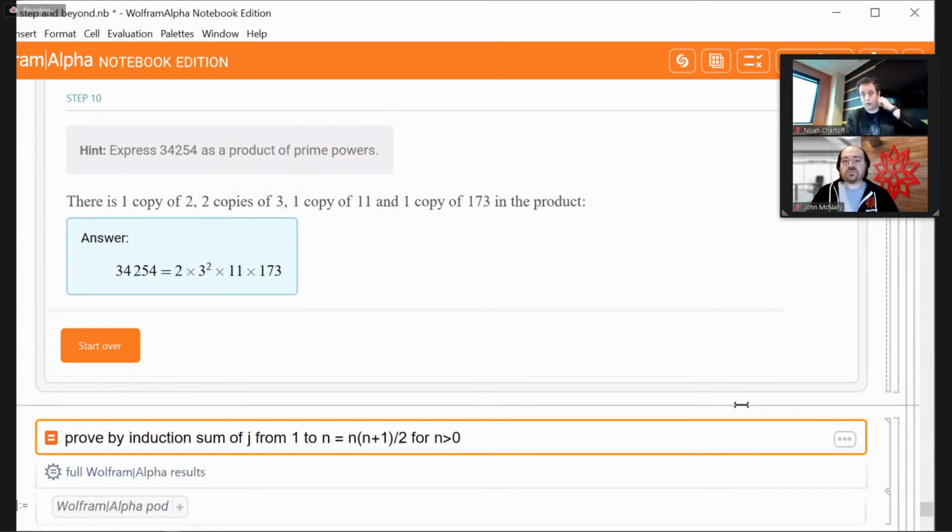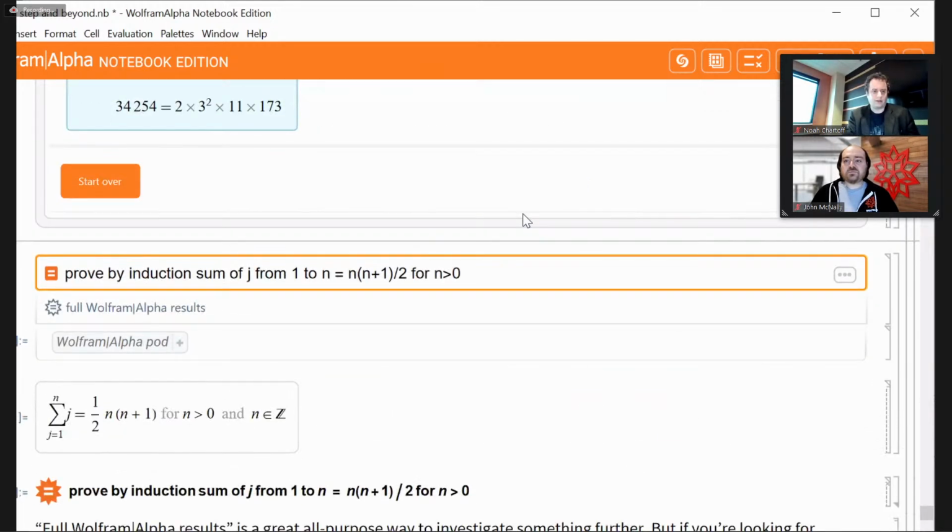I want to be clear, though, I'm a big fan of the advanced stuff. I know I've been lingering on some of the arithmetic-heavy applications of this, but I love the advanced stuff too. Here's an example. Prove by induction that the sum of the numbers 1 to n is n times n plus 1 divided by 2 for n greater than 0.